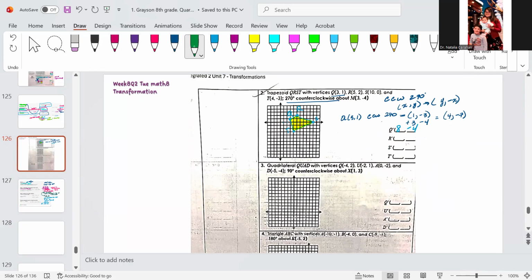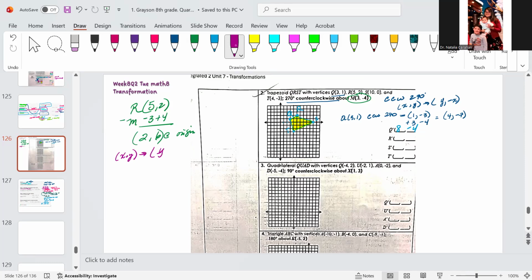Okay, so then let's start with R. Your R is 5, comma 2, right? You got to subtract that, correct? So R minus M, which is minus 3 plus 4, because they're opposite. Do you see that? So then you have 2, 6, right? This is now at the origin. Does that make sense? If it's at the origin, you can just apply the translation, which is x, y becomes y, negative x, right? So your equation becomes 6, negative 2, correct?